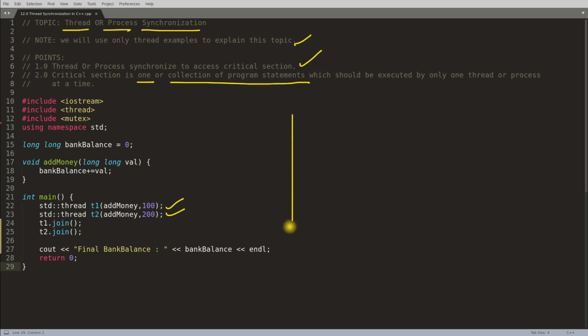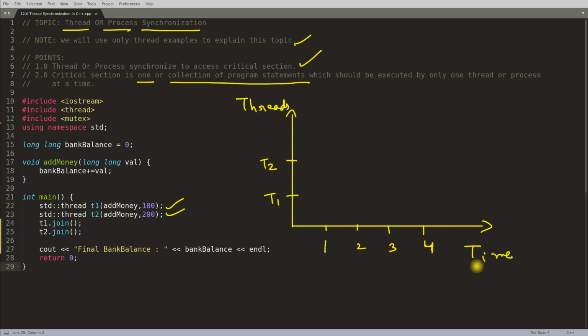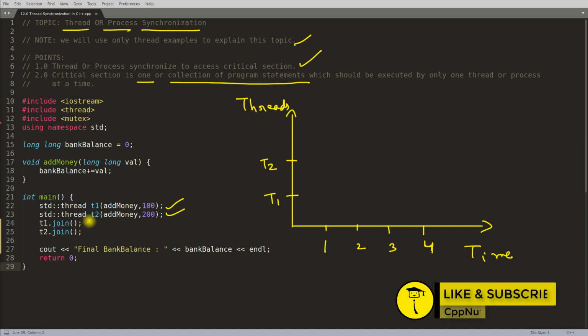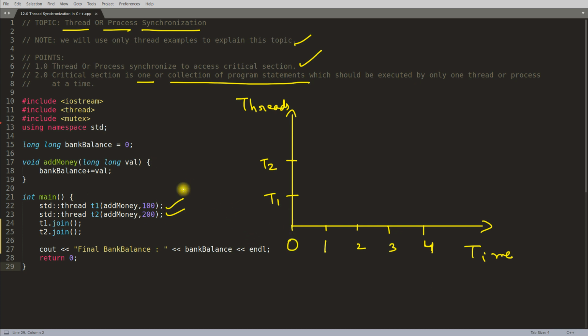So let's make a graph here. This is a thread versus time graph, and I'm not writing the time unit because it depends on how much speed the processor can handle. We will just go with numbers like time 1, time 2, time 3, and not talk about whether the unit is microseconds or something else. As I said, we will create T1 and T2. At time 0, they got created. Both T1 and T2 reached here at time 1.